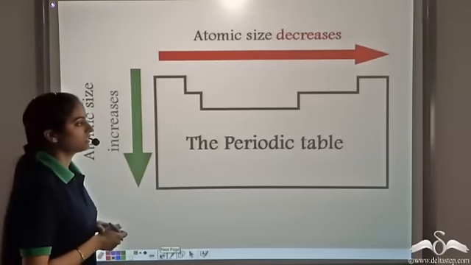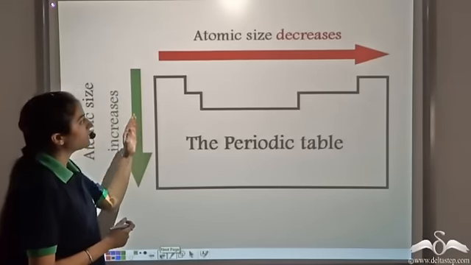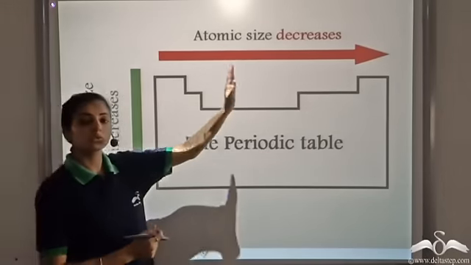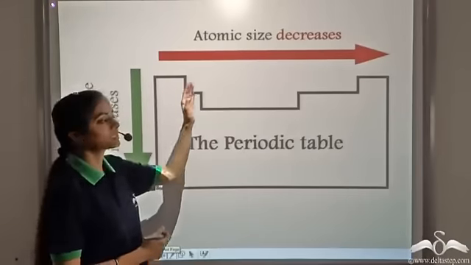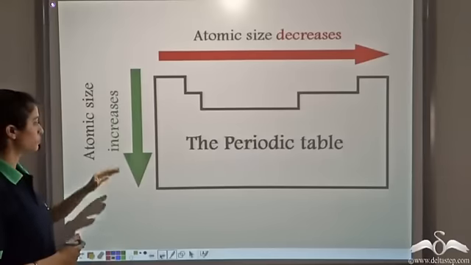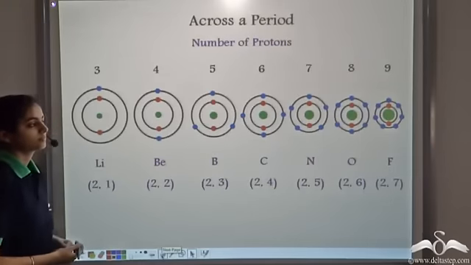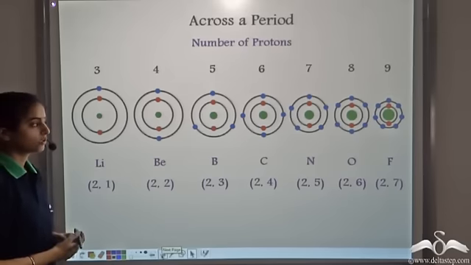What happens in a periodic table? How does this electron affinity vary? We know when we move from left to right in a period, the atomic size decreases. When we move from top to bottom in a group, the atomic size increases. So let's see what happens pictorially.